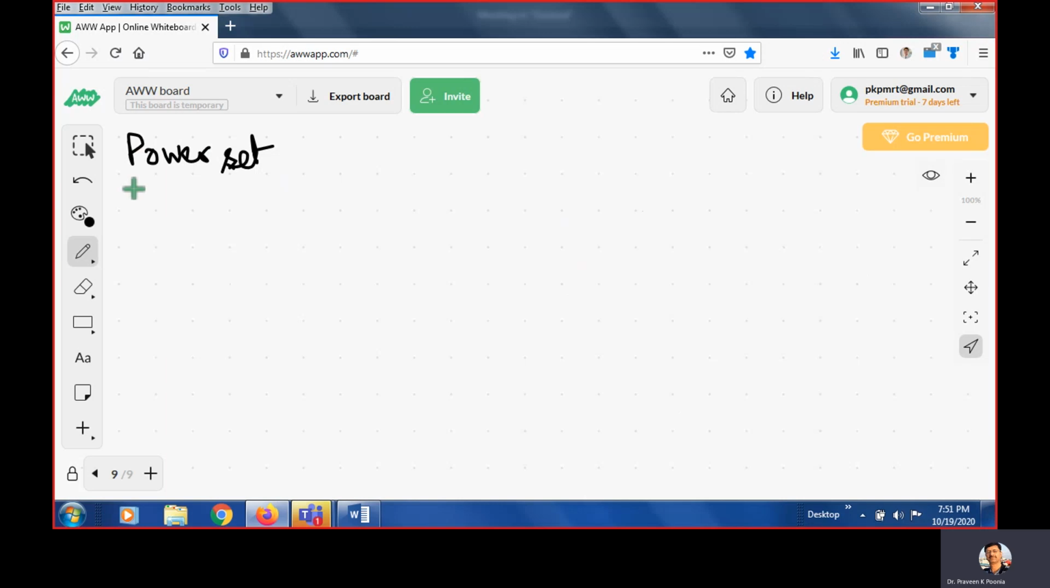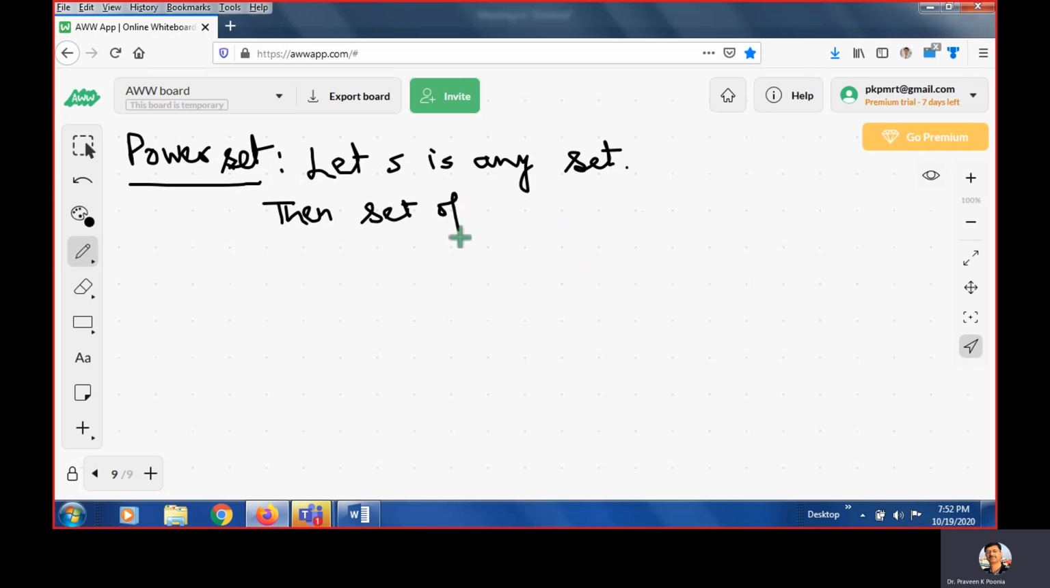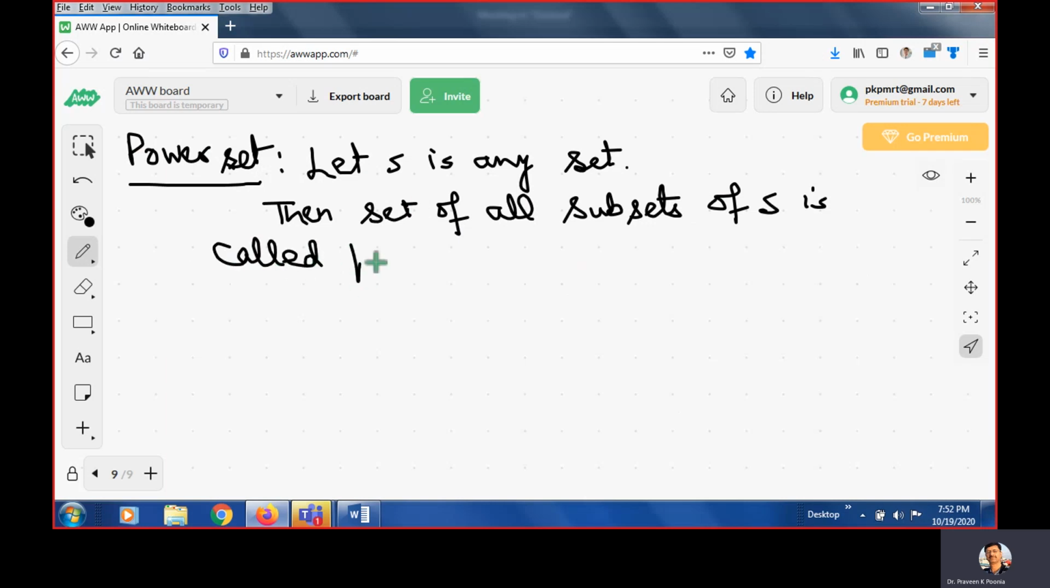Power set. This is another definition. Clear? What is a power set? The power set of a set S. Let S be any set. Let us choose some set S. Clear? Then the set of all subsets of S is called the power set.